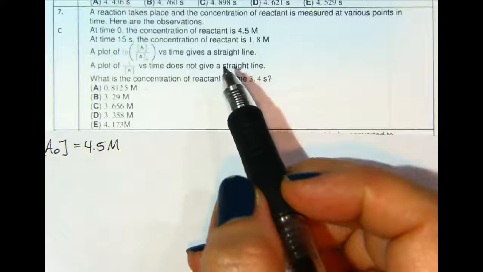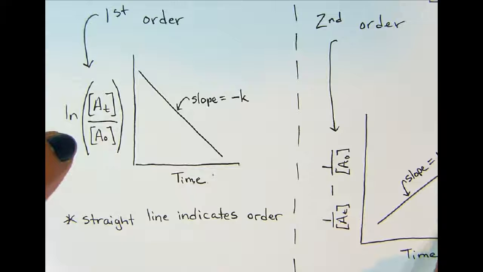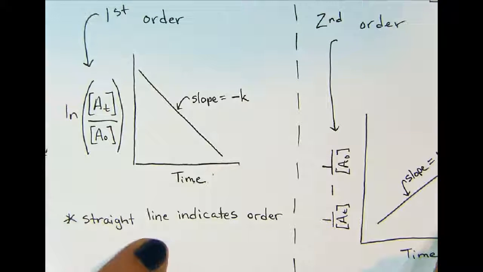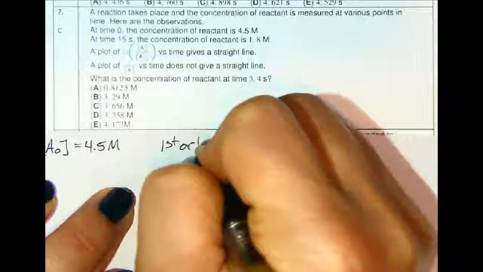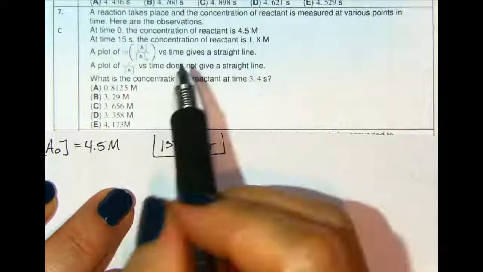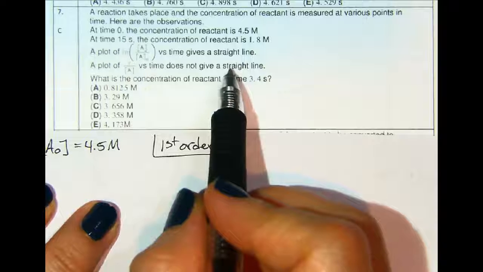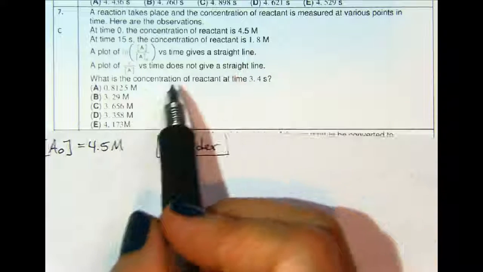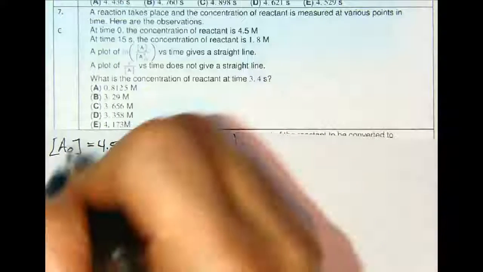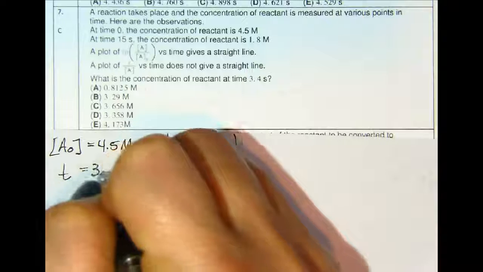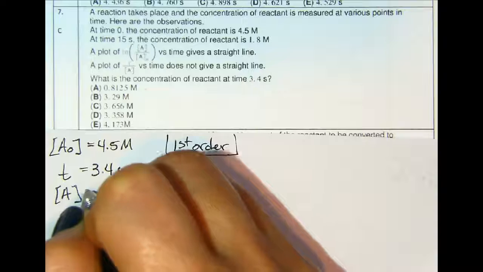A plot of the natural log of A over A0 versus time gives a straight line. So if we look back at our graphs, if you have the natural log of the concentration over the initial concentration, if that gives you the straight line, then that indicates to us that we have a first order reaction. And so first order equations will be used to solve this problem. A plot of 1 over A versus time does not give a straight line, and so that indicates that it's not second order. What is the concentration of the reactant at 3.4 seconds? So time equals 3.4 seconds. What is the concentration of A at that time?